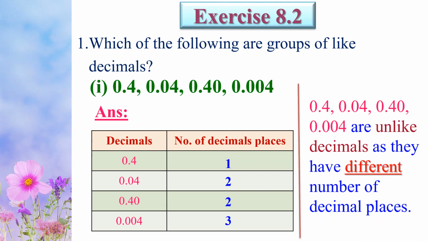Here, 0.4, 0.04, 0.40, 0.004 are unlike fractions as they have a different number of decimal places.